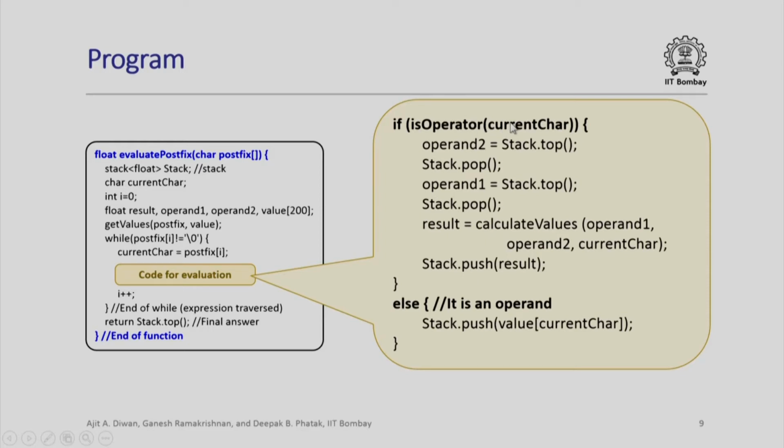So, anytime we come across an operator, this is what will be executed. Anytime we come across an operand, this is what will be executed. You will notice that at the end, we would have completed the entire evaluation when this while loop ends, and that is the end of the function.